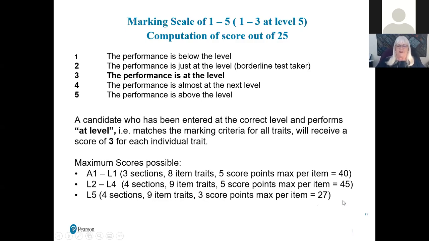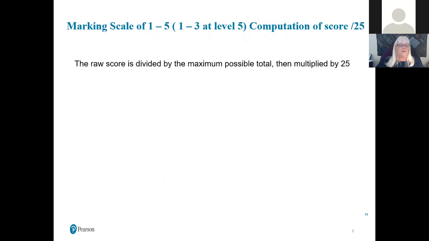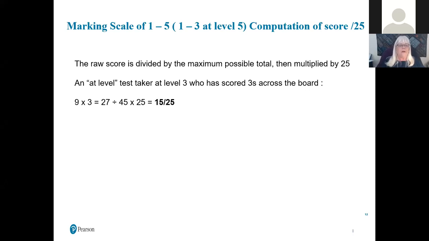Okay, so that's the mathematics of it, and I've got a few examples on the next slide just to show you how this works. I'm sure you're probably doing this already for your own information, but the raw score that we arrive at, so the score out of, say, 45 or 27, is divided by the maximum possible total and then multiplied by 25. So an at-level test taker at level 3 who scores 3 across the board gets a raw score of 27. That's divided by 45, multiplied by 25, and they end up with a score of 15 out of 25.